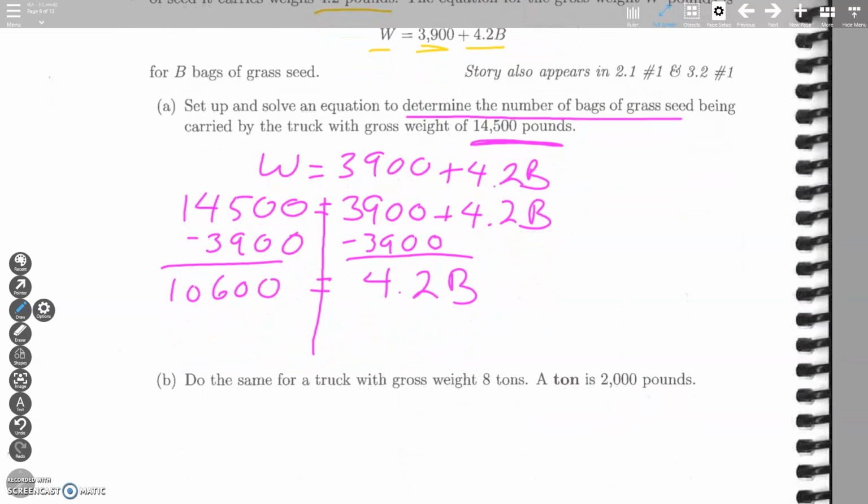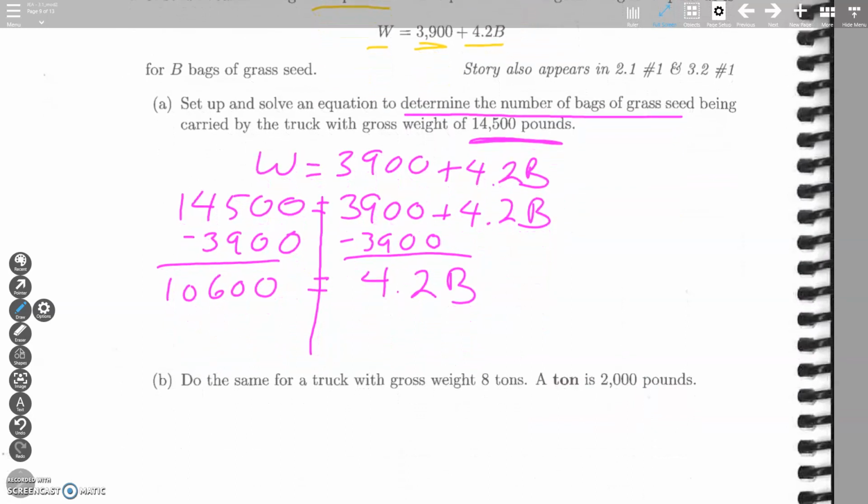Now we know that each bag weighs 4.2 pounds, but we need to know how many bags are going to give us 10,600 pounds. So this is where we're going to divide. I'll go back to a different color here. We have 10,600 pounds, and we need to divide by the weight of one bag, 4.2 pounds for one bag. And again, to keep things balanced, I need to show it on this side as well.